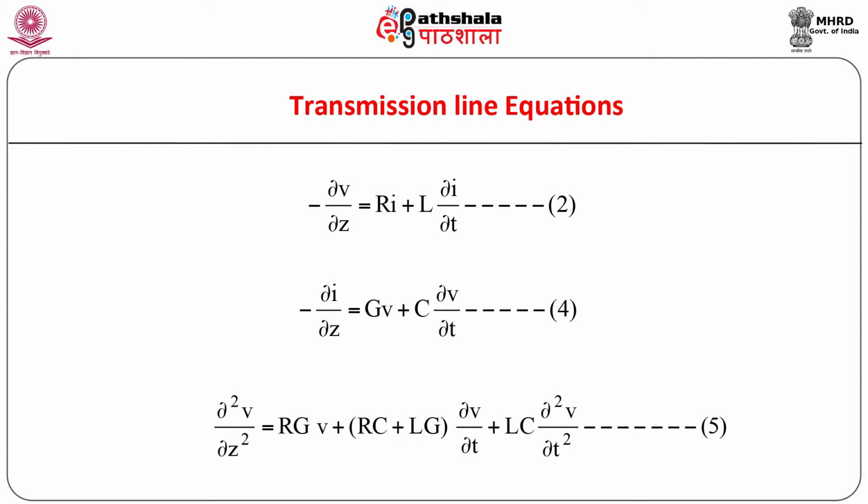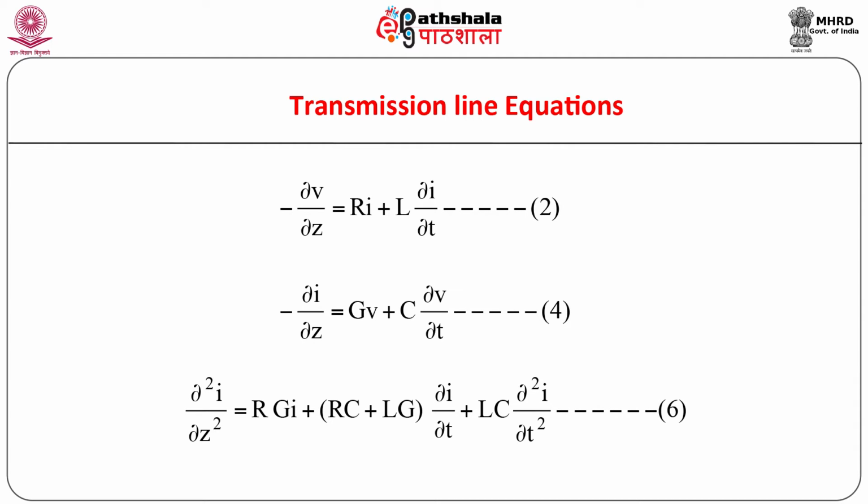Differentiating equation number 2 with respect to Z and equation number 4 with respect to T and combining the results, we obtain the transmission line equation determining the voltage V along the transmission line, involving transmission line distributed parameters R, L, C and G as shown. Similarly, differentiating equation number 2 with respect to T and equation number 4 with respect to Z and combining the results, we obtain the transmission line equation determining the current I(Z,t) along the transmission line, involving transmission line distributed parameters R, L, C and G as shown.